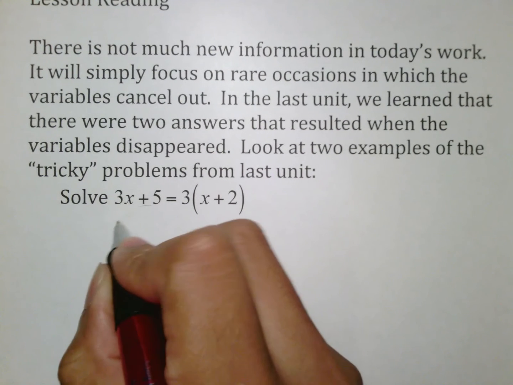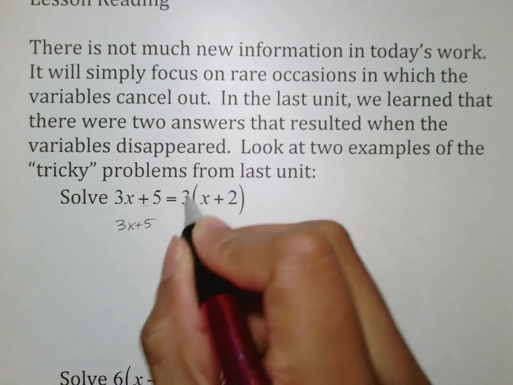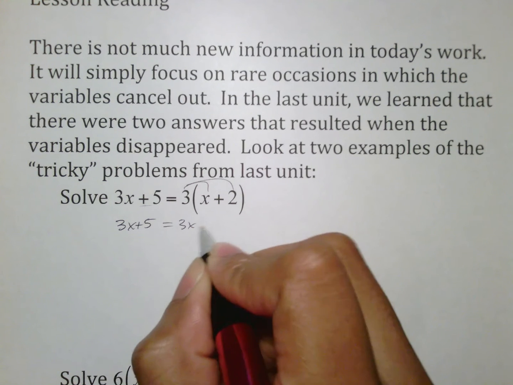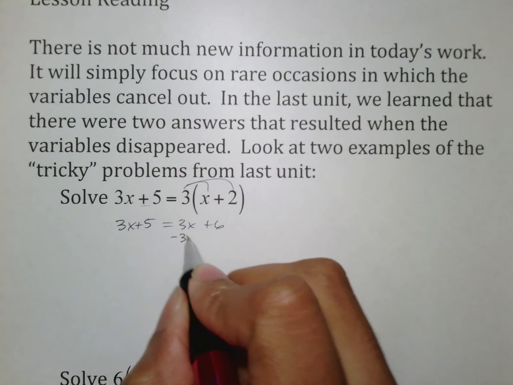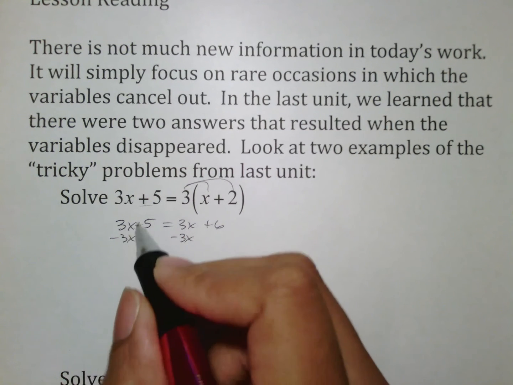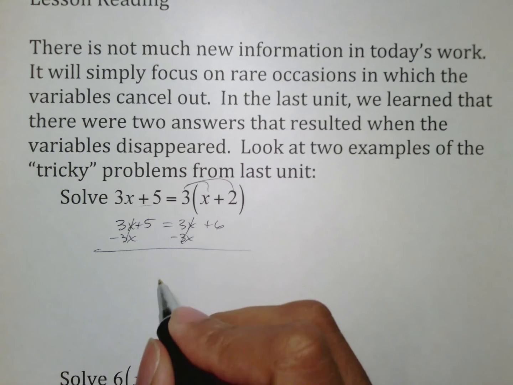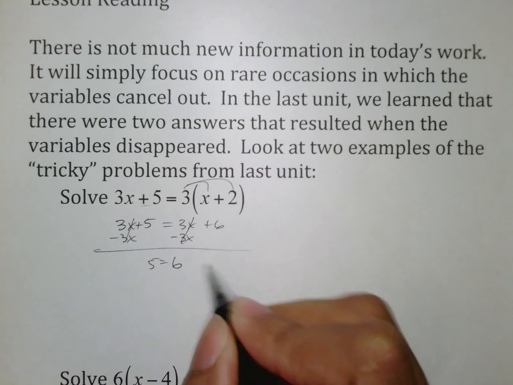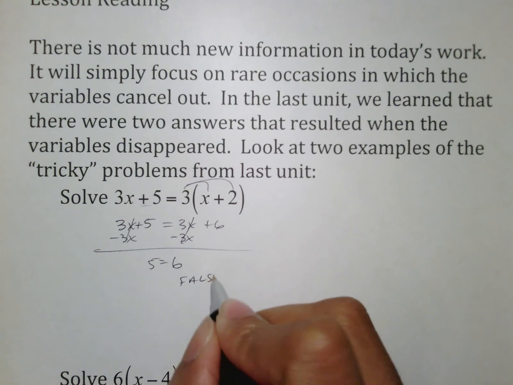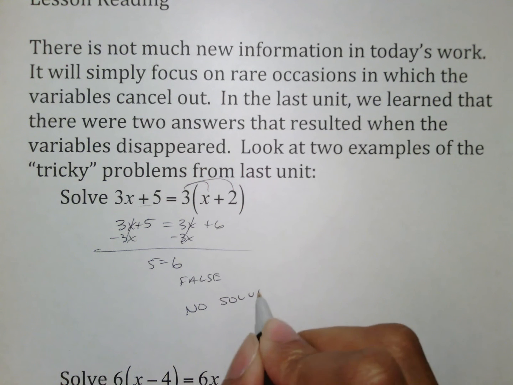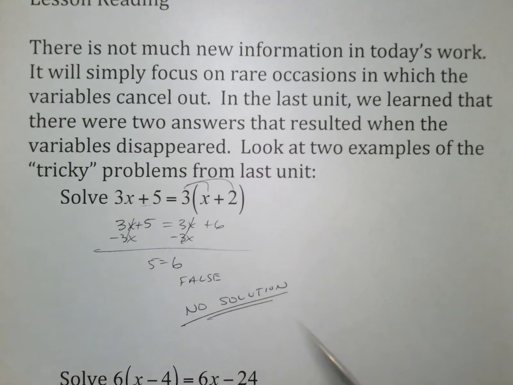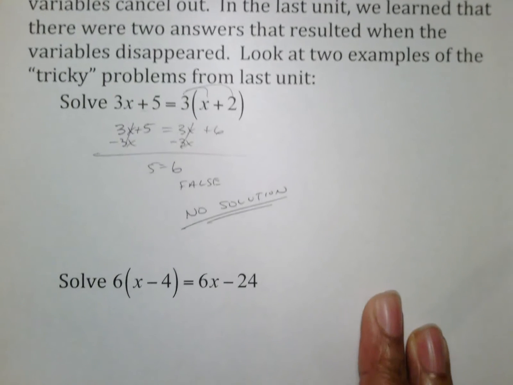Again, this is simplified as much as it can be, so we just get 3x plus 5. But this turns into 3x plus 6. Now that we have everything simplified, we go to solve and we subtract 3x from both sides. And notice what happens. Those x's go away. These x's go away. 5 comes down, 6 comes down, and this is a false statement. What we learned last time is when it was a false statement, our answer is no solution, because no matter what you plug in, it will never be true. That was one of the things we saw last unit as a quick review.